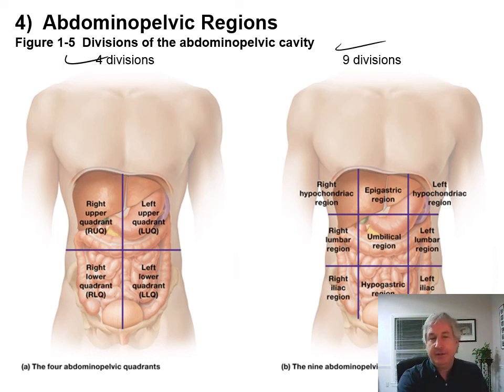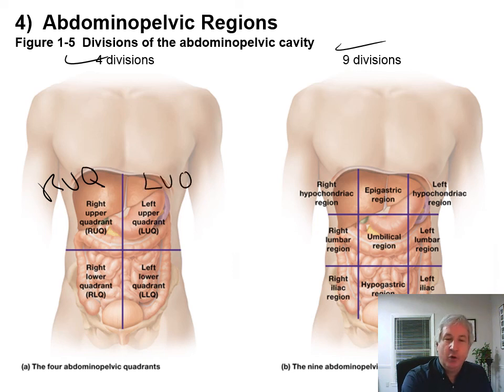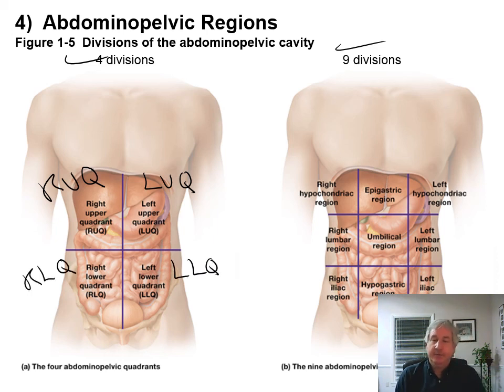So the 4 divisions are quadrants, quad meaning 4. These are really easy. You have the right upper quadrant, the left upper quadrant, the left lower quadrant, and the right lower quadrant. Really easy. Right upper, right lower, left upper, left lower. Really simple, all right? And notice this starts at the diaphragm. There's the diaphragm right there. So that's the diaphragm.